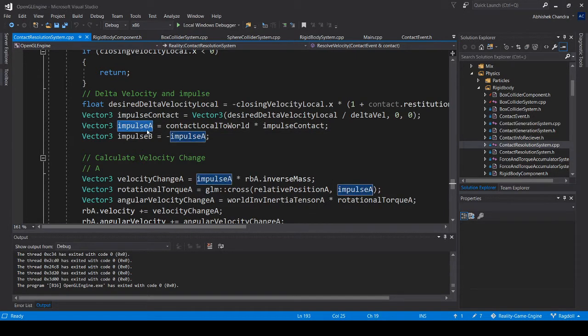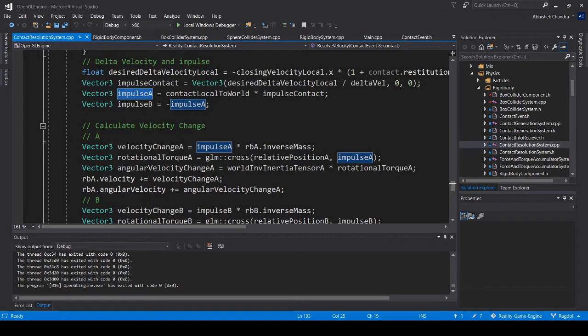Now here, I'm calling it impulse A because along the x-axis, we do everything. The normal is from A to B. Relative velocity is velocity of A minus velocity of B. So the impulse we're getting here is actually the impulse experienced by object A. Object B just experiences an equal and opposite impulse, so that's why it's just minus impulse A.